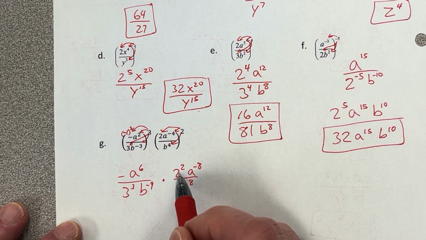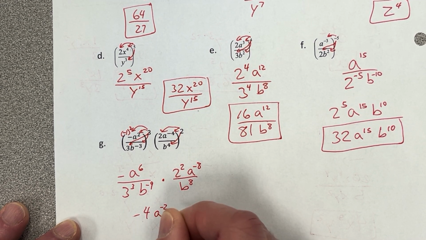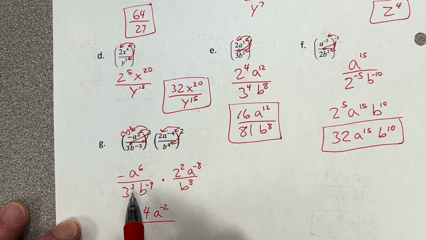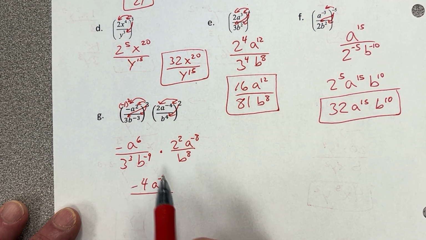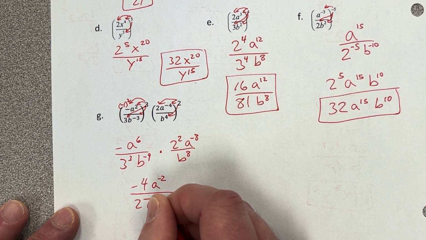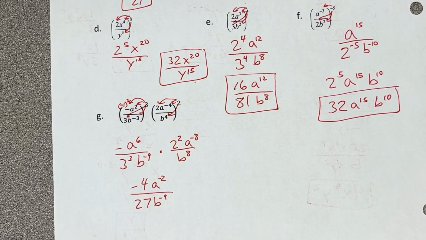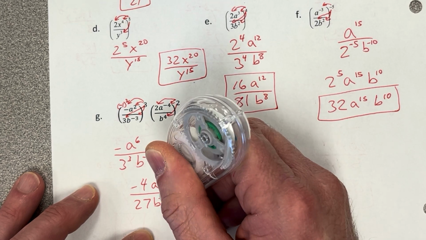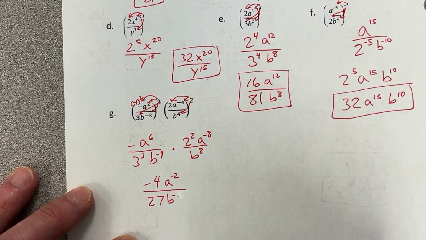2 squared is 4. 4 times negative is negative 4. A to the negative 2nd. Add those exponents together. On the bottom, 3 to the 3rd power is 27. And then we're going to have 27 b to the negative 9. Oh, no, we'll combine the b's together. We'll get b to the negative 1. Whoops, going the wrong direction there. Negative 1.